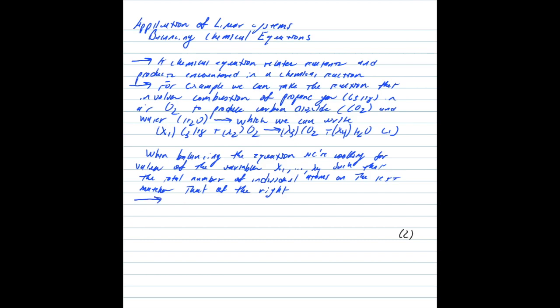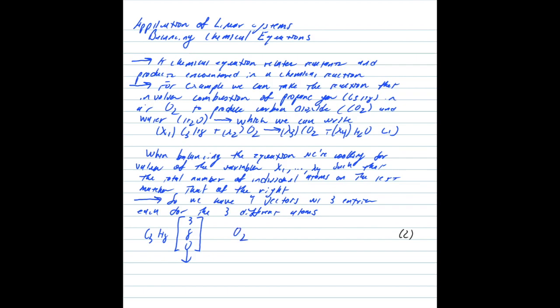Okay, looking at the second section of text, we have that when balancing the equation, we're looking for values of the variables x1 to x4 such that the total number of individual atoms on the left matches that of the right. So we have 4 vectors for the 4 chemical species that are reacting with 3 entries each for the 3 different atoms. So we have carbon, hydrogen, and oxygen. So for these 4 column vectors, we're going to write 3, 8, 0 for C3H8, 0, 0, 2 for O2. For CO2, we're going to write 1, 0, 2, and then H2O, we're going to write 0, 2, 1. And that's going to give us an equation, right, overall.